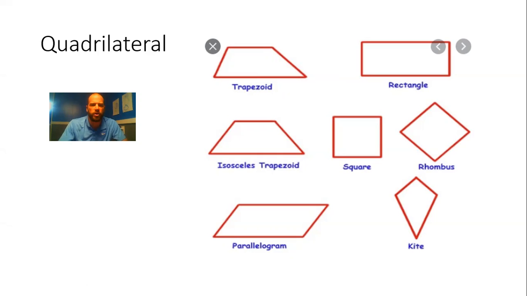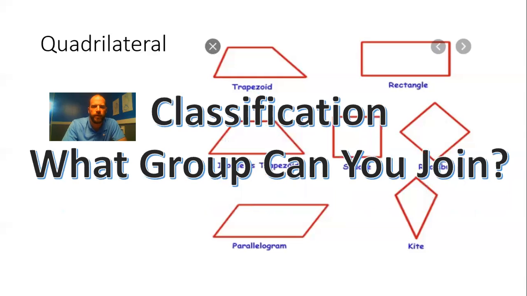Like the square club says, you can only join if all your sides are the same length and you have 4 right angles. So every club has different rules, and then we take that shape and we say, okay, you can join this club because you fit all the rules for that club. Okay? We call this classification. What group can you join?